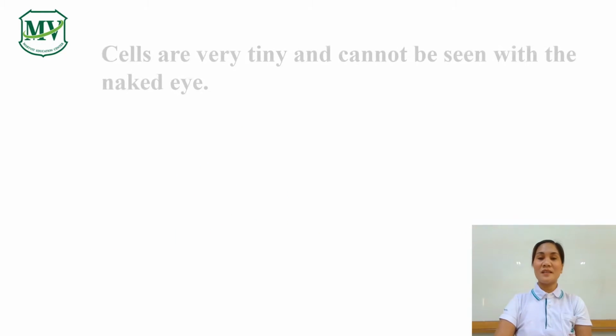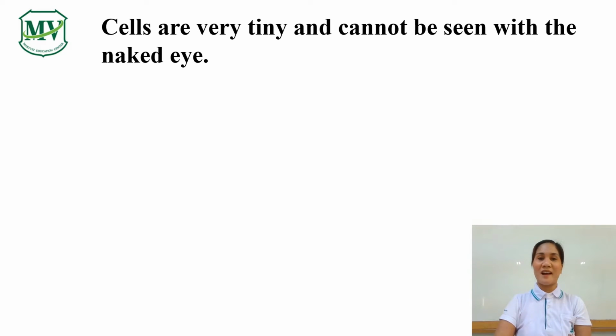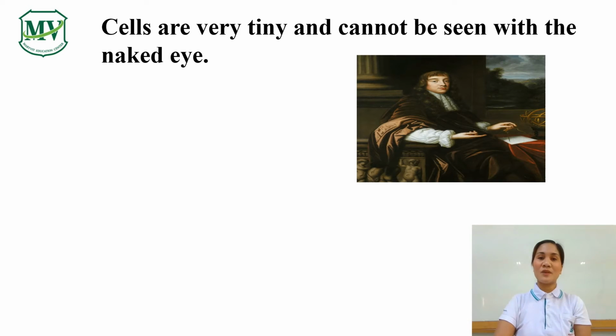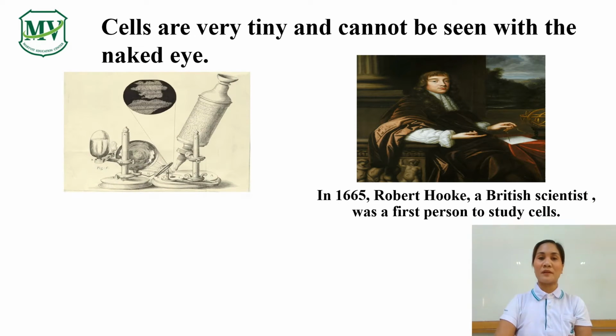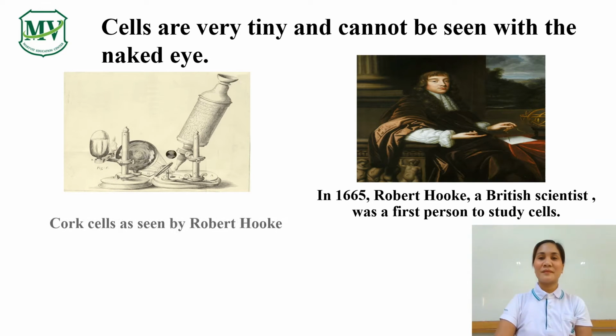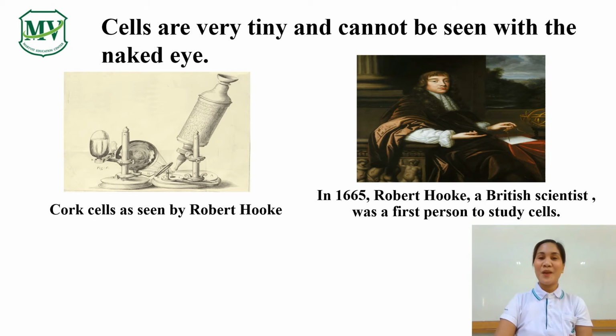Cells are very tiny and cannot be seen with the naked eye. Robert Hooke, a British scientist, was the first person to study cells. In 1665, Robert Hooke used a microscope to examine a thin slice of cork. Do you know what he discovered? Great! What he saw looked like small boxes, so he called them cells.